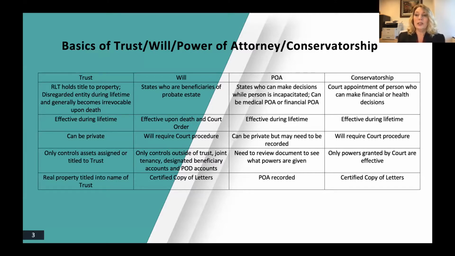You know that you are dealing with the executor if they can give you certified copies of the letters that are issued by the court, and those should be recorded for title purposes.